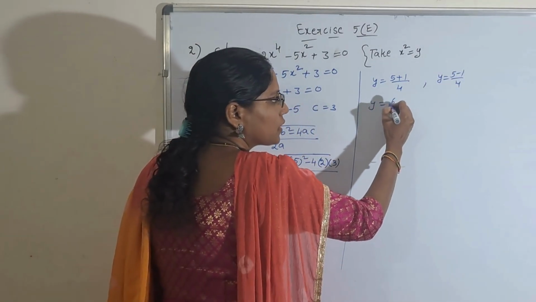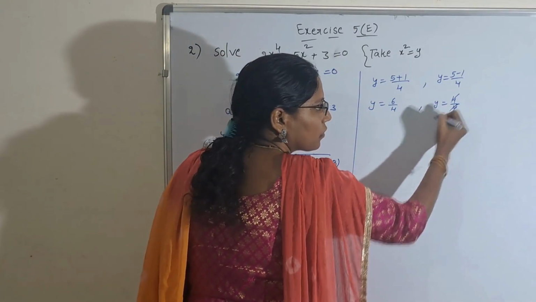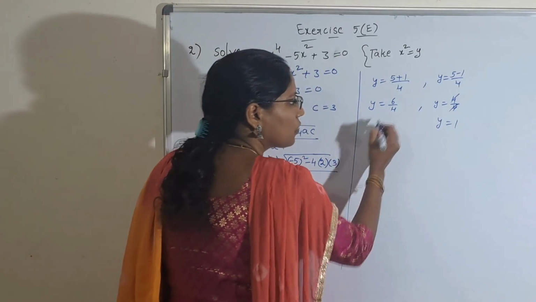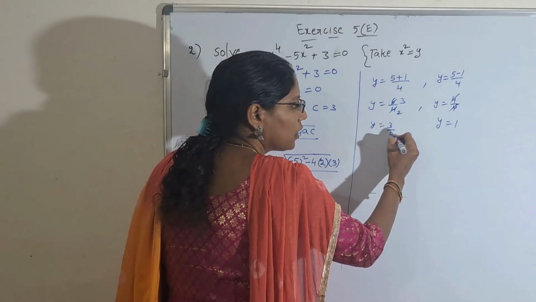Y is equal to 6 by 4. Here y is equal to 4 by 4. 4 ones are 4, y is equal to 1. 2 twos are 4, 2 threes are 6, y is equal to 3 by 2.